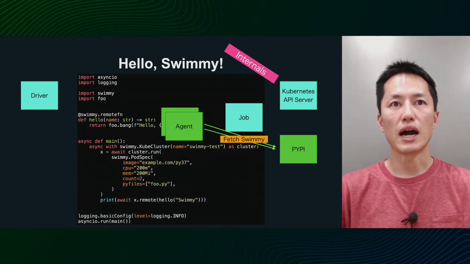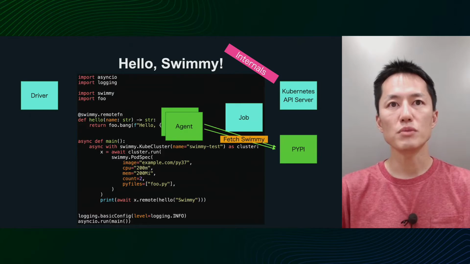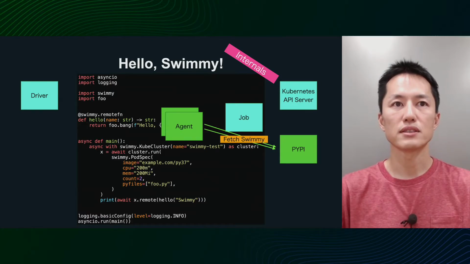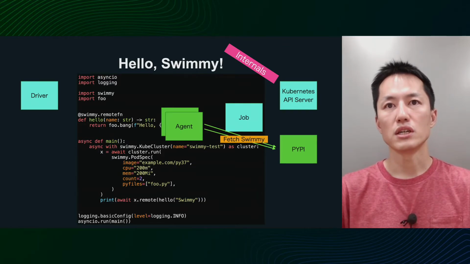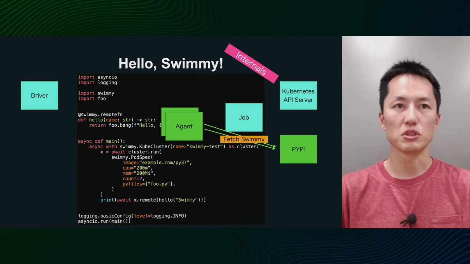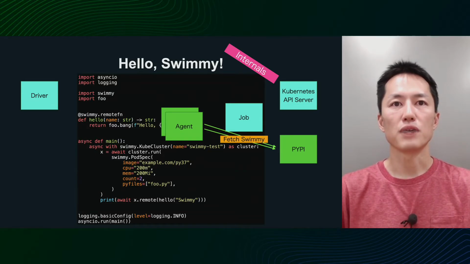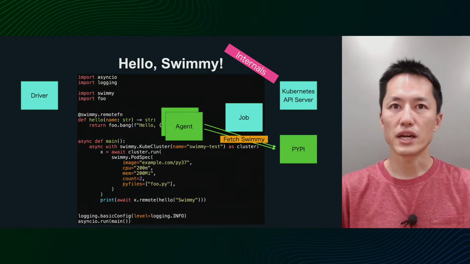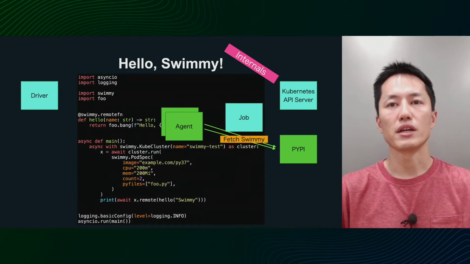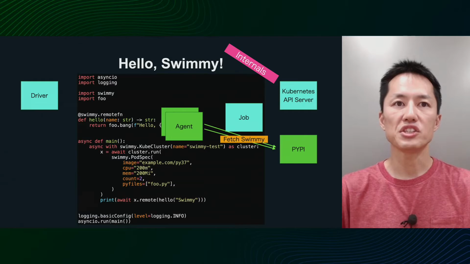If the pod has Swimmy in its image at startup, it will use it. If not, it retrieves Swimmy and dependent libraries from the internal repository and starts the Swimmy agent. Since the only libraries used on the agent side are ZMQ, serialization, and encryption, it is easy to avoid dependency hell.